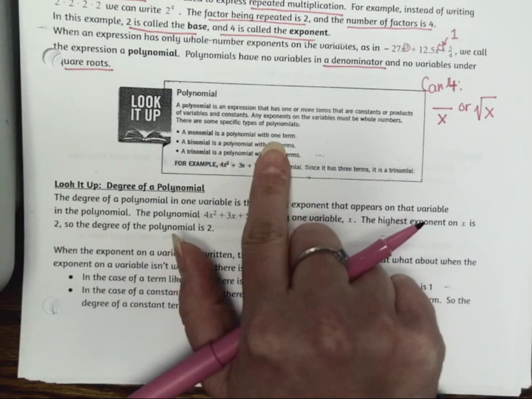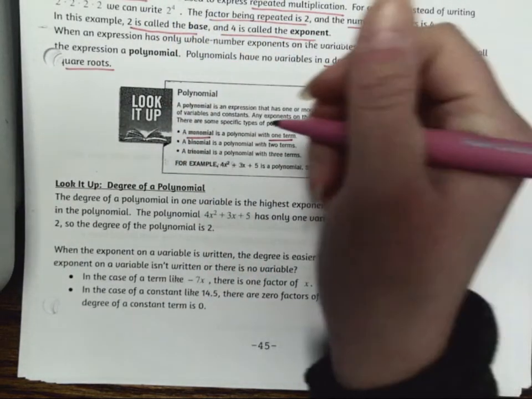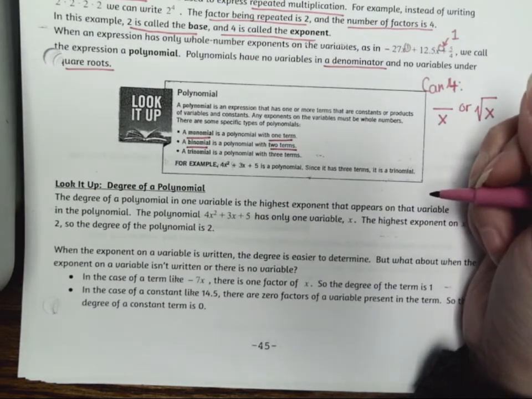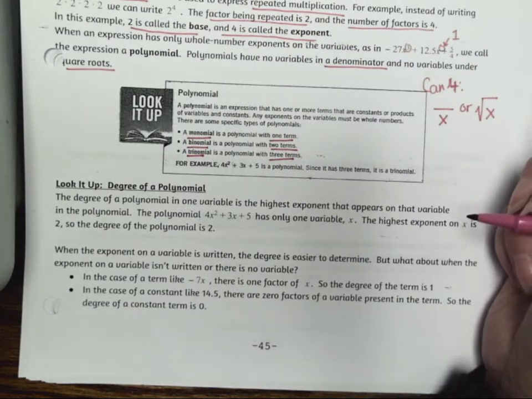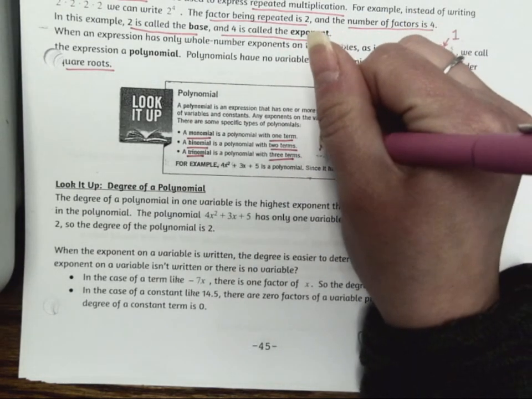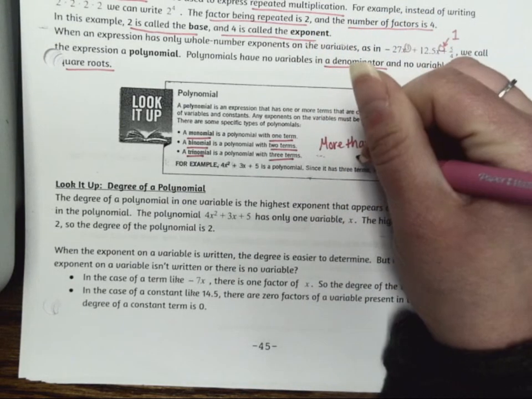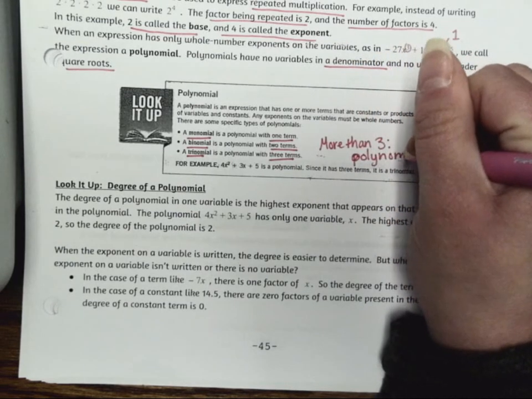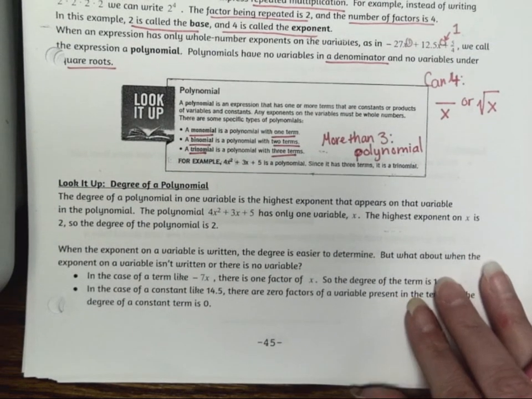There are some specific types of polynomials. If your polynomial has only one term, it's called a monomial. If it has two terms, it's a binomial. If it has three terms, it is a trinomial. If it is anything more than 3, we don't have a fancy name for it, and it will just be a polynomial. So nothing fancy for anything that's more than 3.